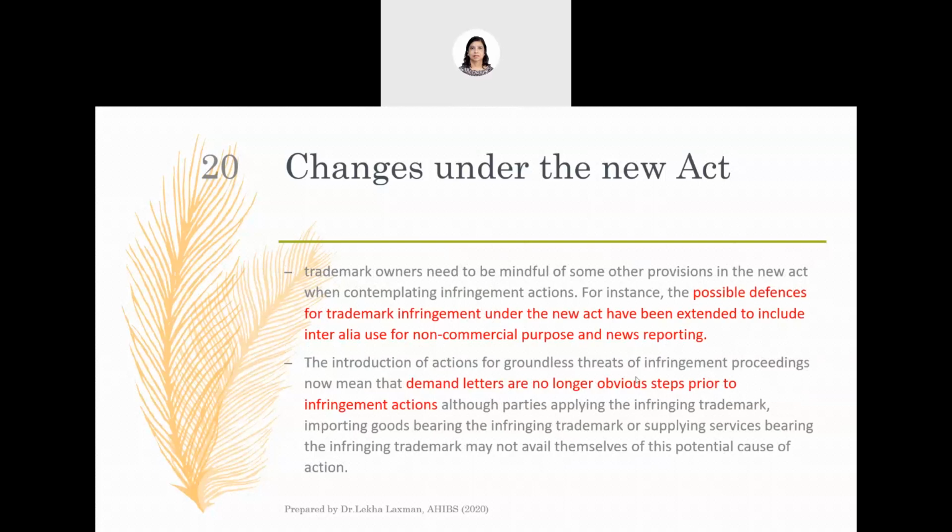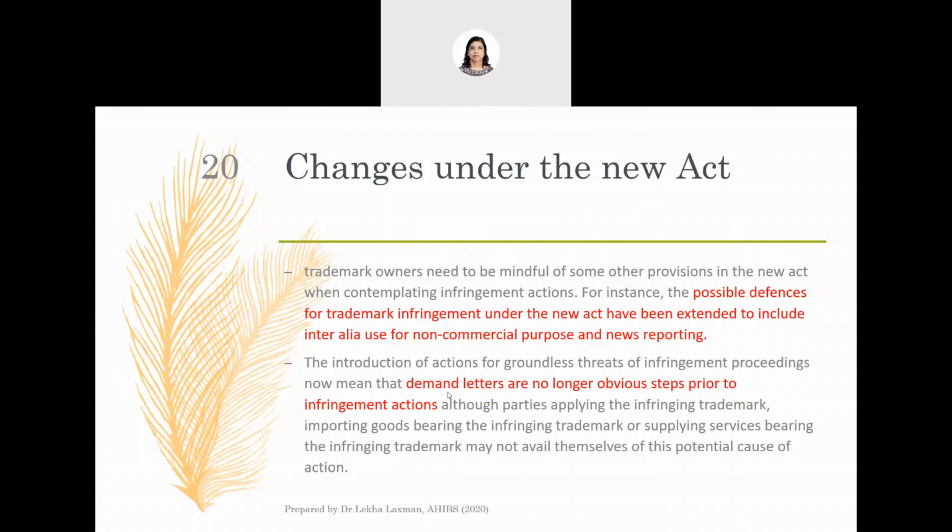Now, the other thing is there are new defenses. If you are going to sue somebody, they have new defenses under this act, such as they're using it for a non-commercial purpose, or they used your trademark for news reporting. So somebody is using your trademark, you sue them, and in court they're going to say, hey, wait a minute, I didn't use it for commercial purpose. I didn't use your trademark for similar products or services. I used it for non-commercial purpose.